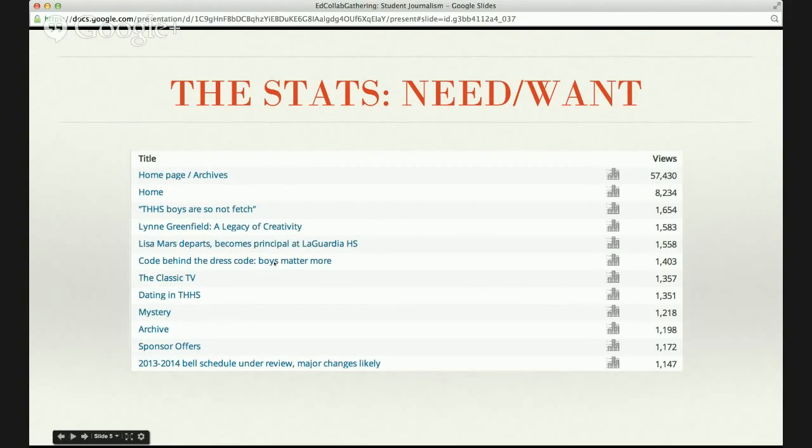This is an opinion piece on the dress code at the school, which is very kind of want to know, but it's important too. This is a feature article on dating life at our high school. This is a story about an assistant principal leaving and getting a new job as a principal at another high school in New York City. And this down here is a story about how our entire schedule changed one year, and students were expected to stay in school for different amounts of time, which to me is a very need-to-know article.